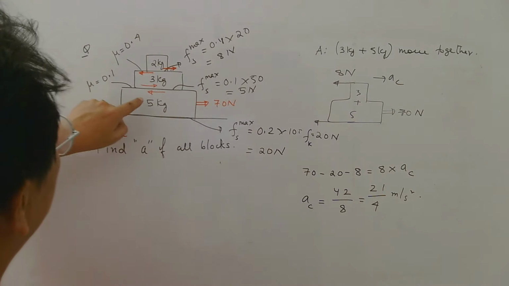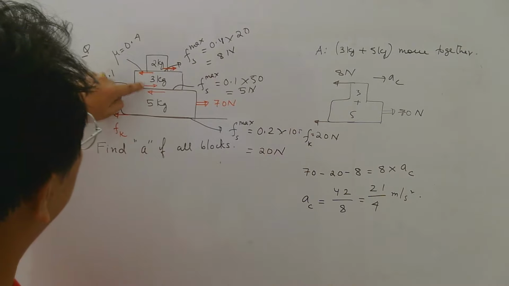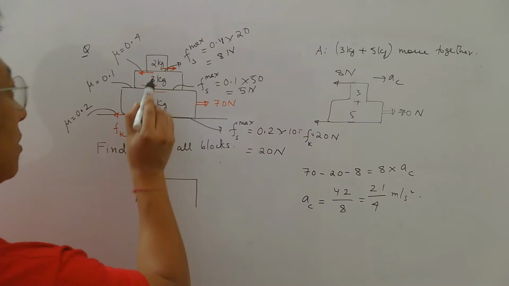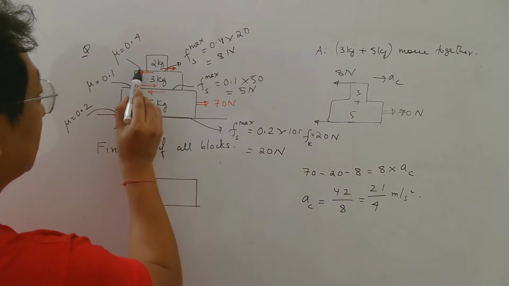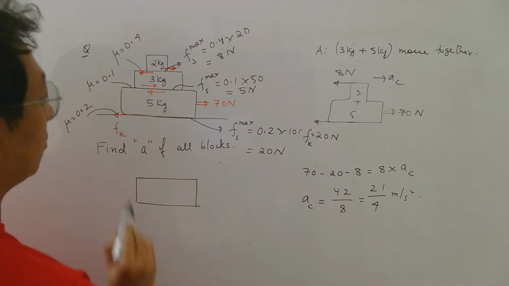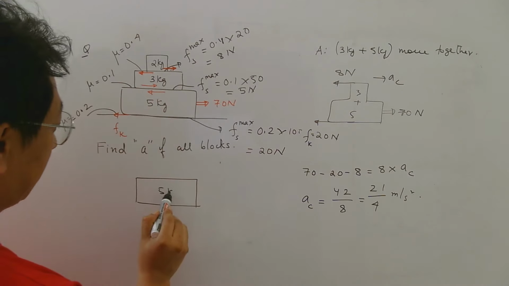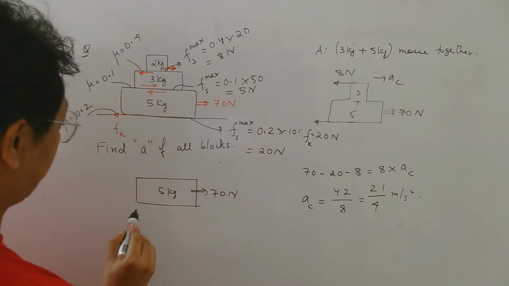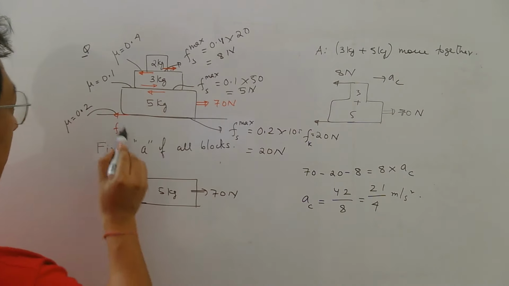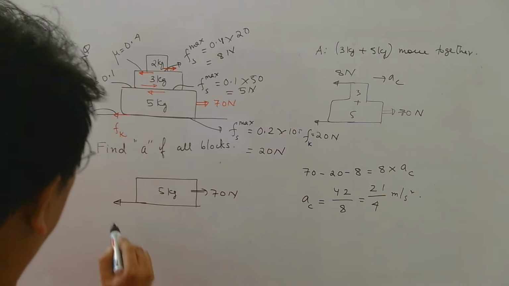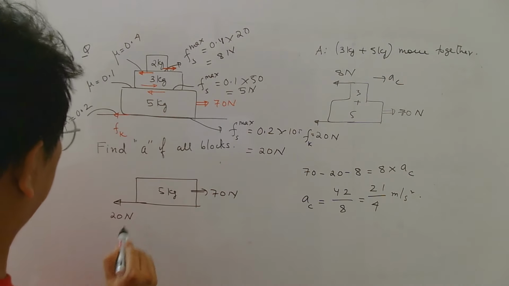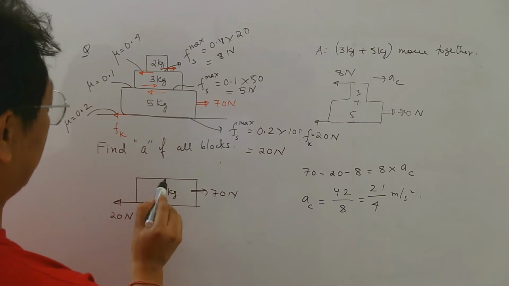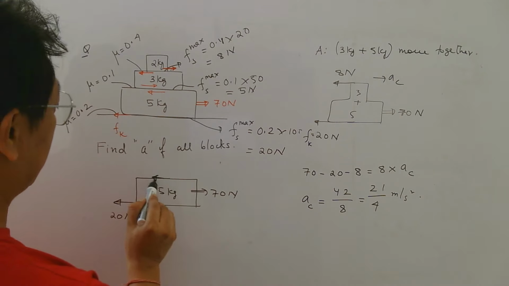So to find this friction, I can either choose 3 kg as system or 5 kg. I will choose 5 kg. You can take 3 kg also, because you know this friction is kinetic, whose value is 8 Newton. But let me take 5 kg. So here 70 Newton already is the applied force. Here kinetic friction is 20 Newton. And here this friction we don't know. It is the static friction.